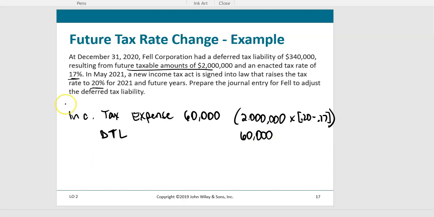And that concludes this second part of the income taxes payable material.